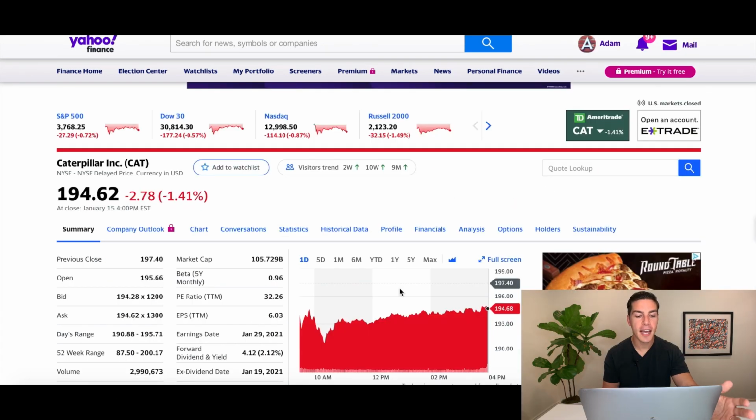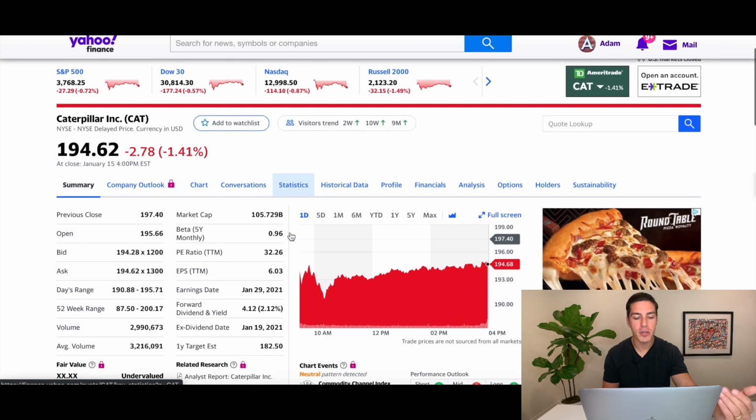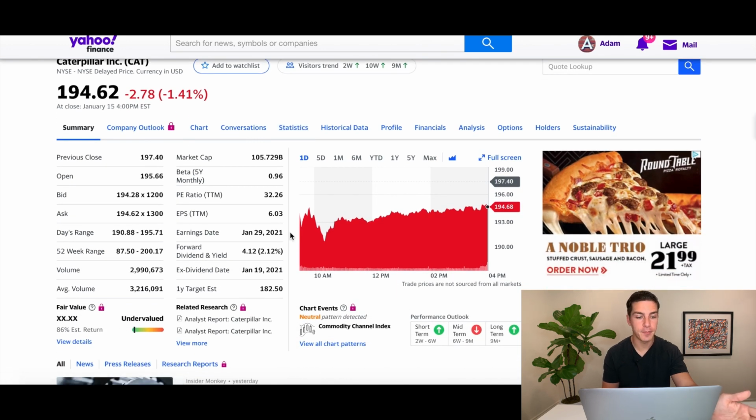So below the actual stock prices, you're going to see a toolbar, which we're going to jump into in a little bit, but we're going to stay on the summary page and go through all this information that you see on the left-hand side. The first of which is going to be the previous close. So this is where the stock finished on its previous day of trading.